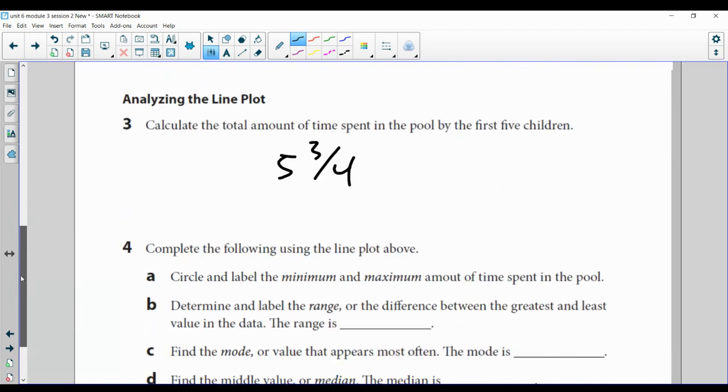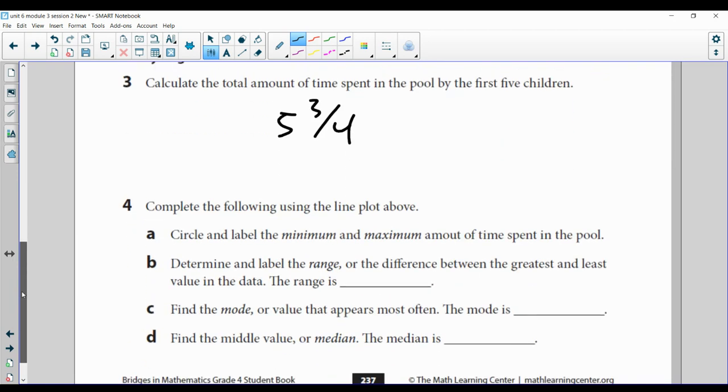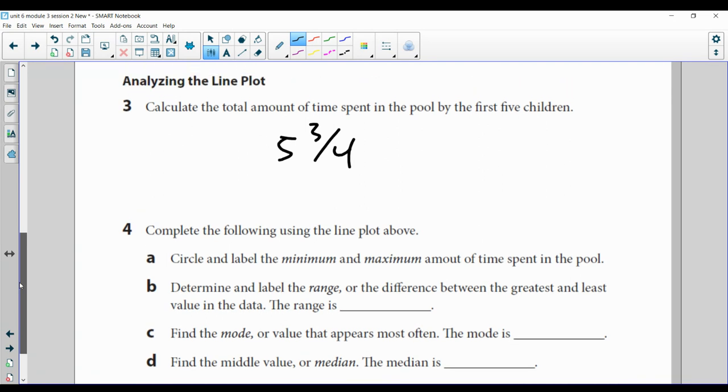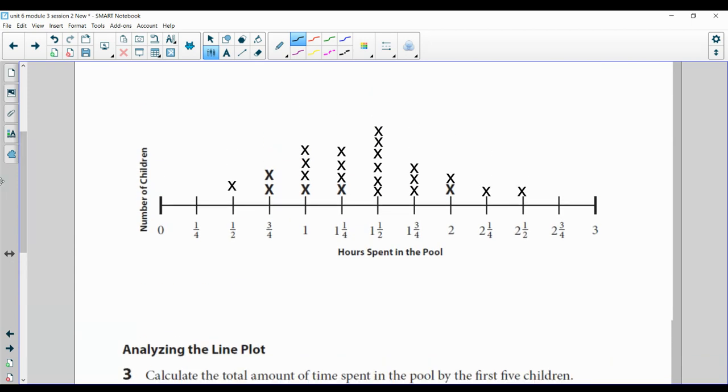Now I want to jump down to these ones though, because they're a little bit different from what we did the other day. We didn't get a chance to do all this. So circle and label the minimum and maximum in the pool. So once again, we're going to go back up here. And so the minimum, the lowest amount of time that somebody spent in the pool was right here. So that one is the minimum.